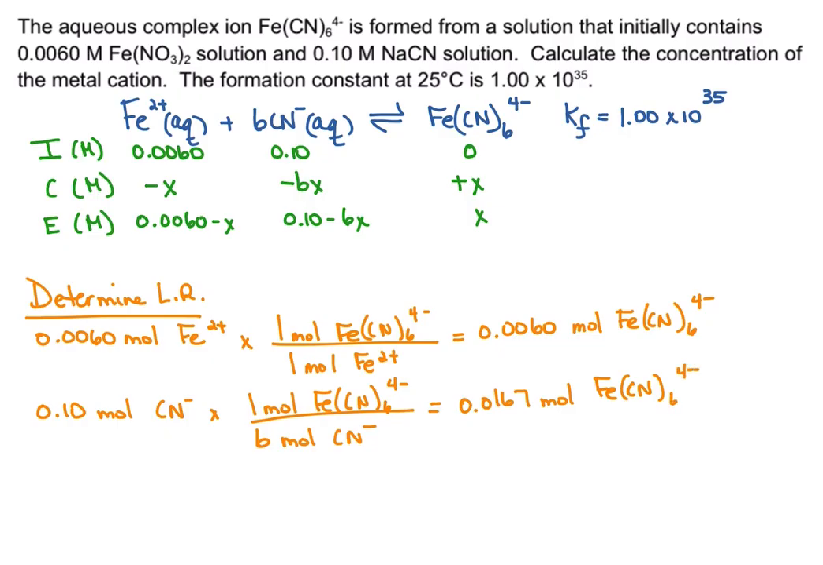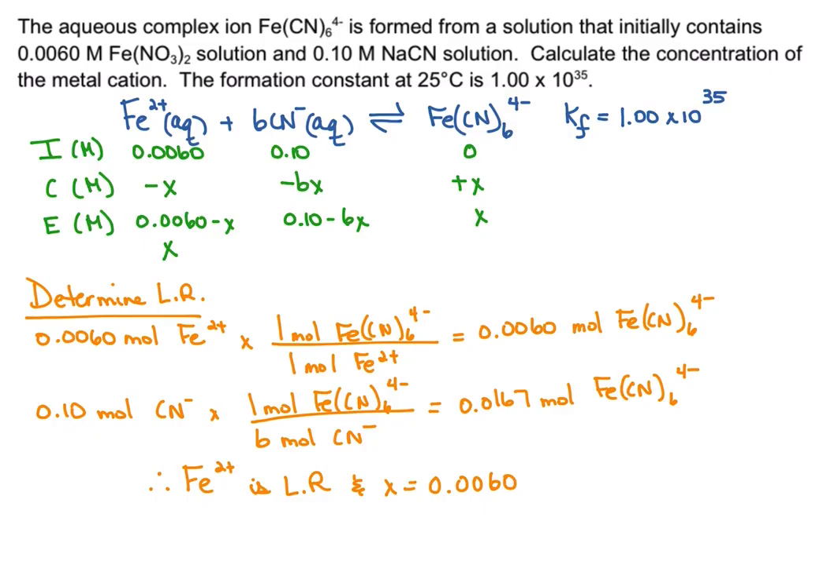So I'm going to examine. I see that 0.006 is a much smaller number. So therefore, iron 2 plus is my limiting reactant, and x equals 0.006. Now that I know what x is, I can come back to my ICE table and solve for the equilibrium concentrations. The iron 2 plus technically is the limiting reactant, but we can't assume that we go to complete 0. So we're going to have to call that x.